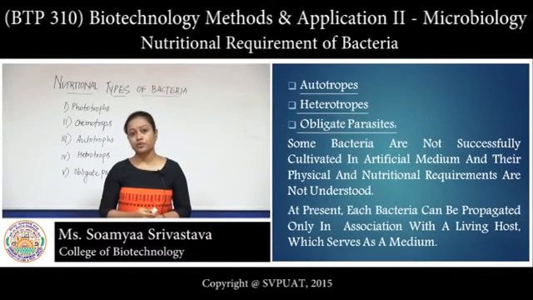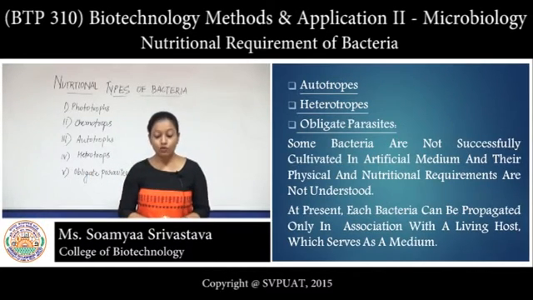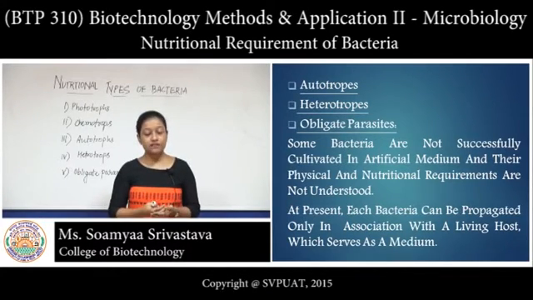Next, we have autotrophs and heterotrophs, as we have already discussed. Let's move on to the obligate parasites. Obligate parasites are those organisms which have not been cultivated successfully in laboratories, and they have certain nutritional requirements which are not being understood or judged properly.